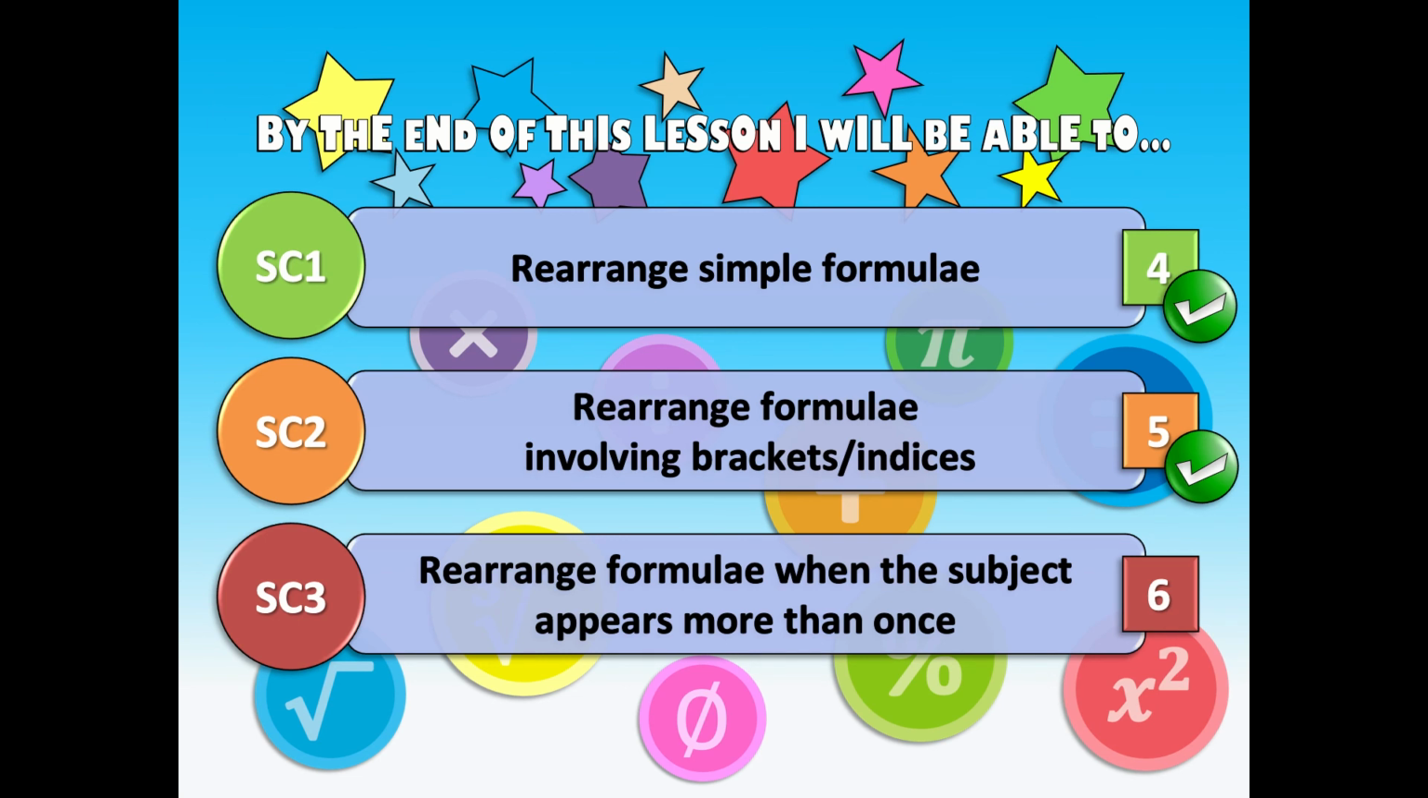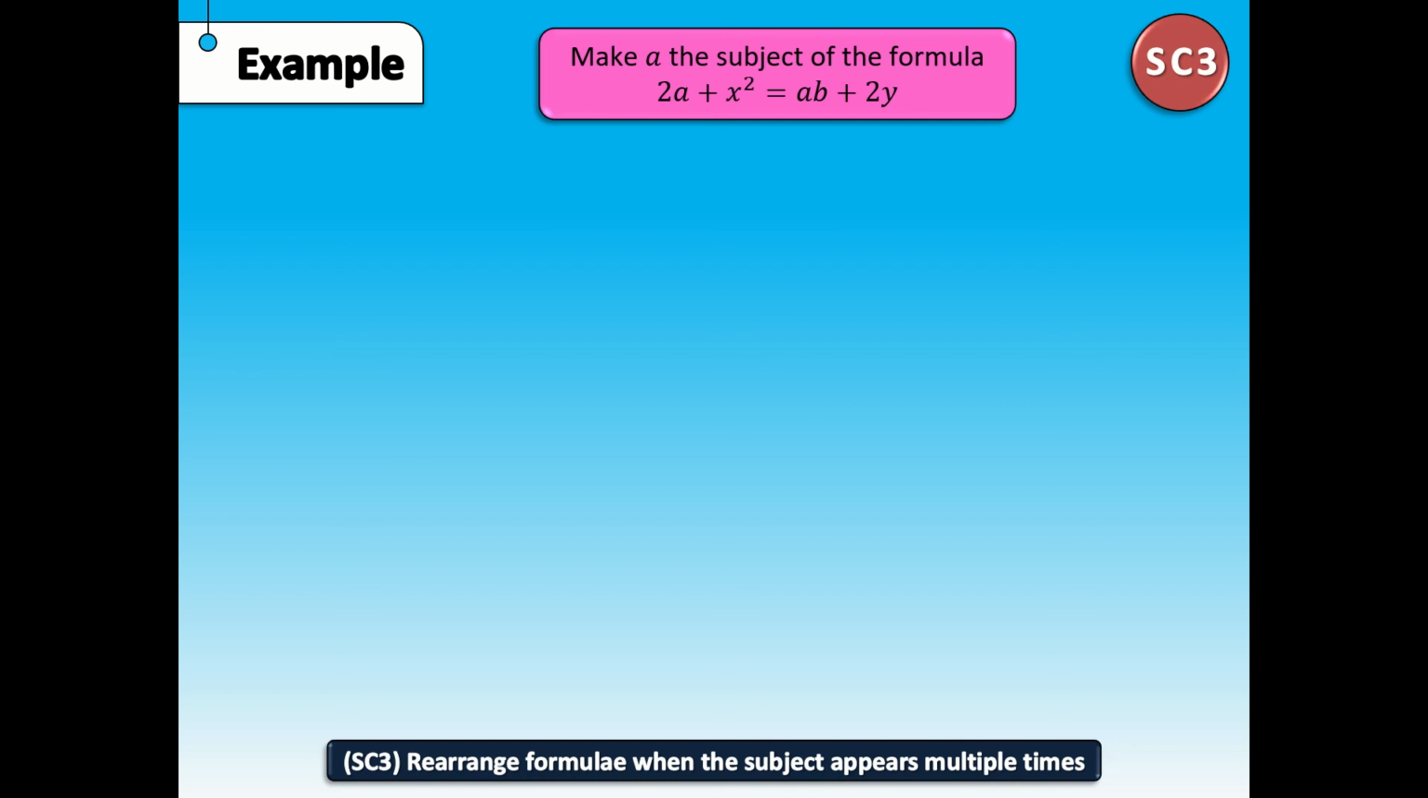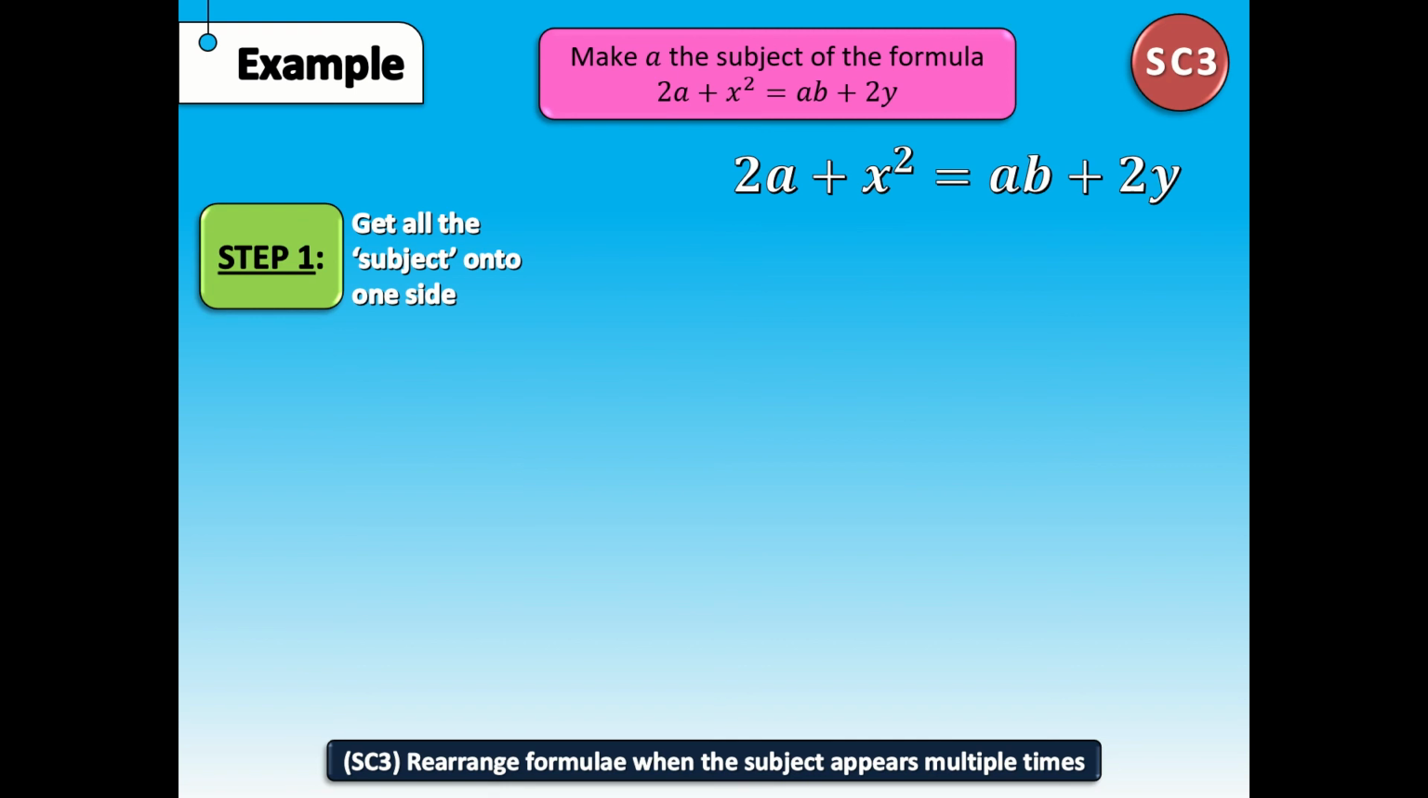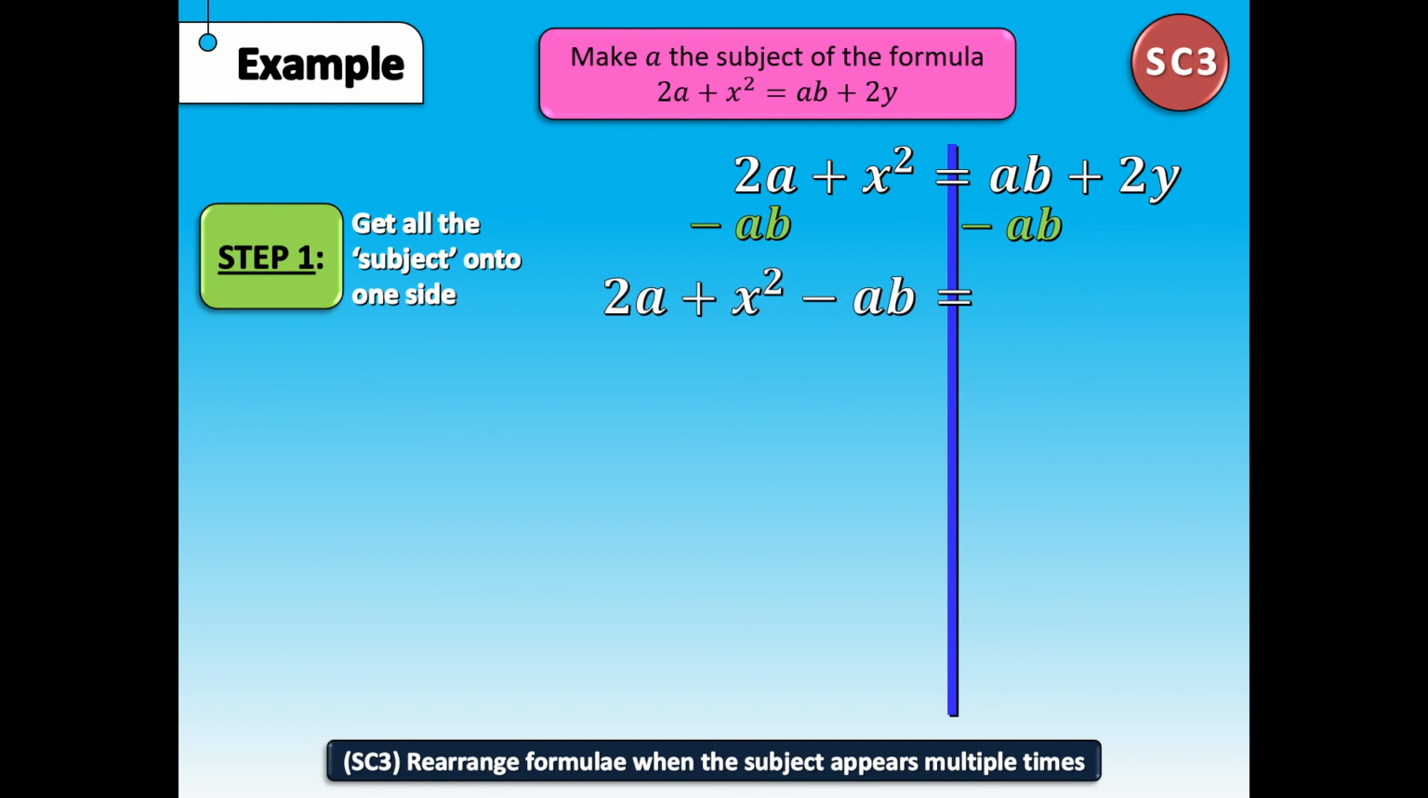So now we're going to move on to number 3, and this is to rearrange formulae when the subject appears more than once. So we want to make A the subject of the formula 2a plus x squared equals ab plus 2y. So step 1 is get all of the subject onto one side. So we want to get all the a's onto one side of the equation. So we can take ab off both sides, and that will give us 2a plus x squared minus ab equals 2y.